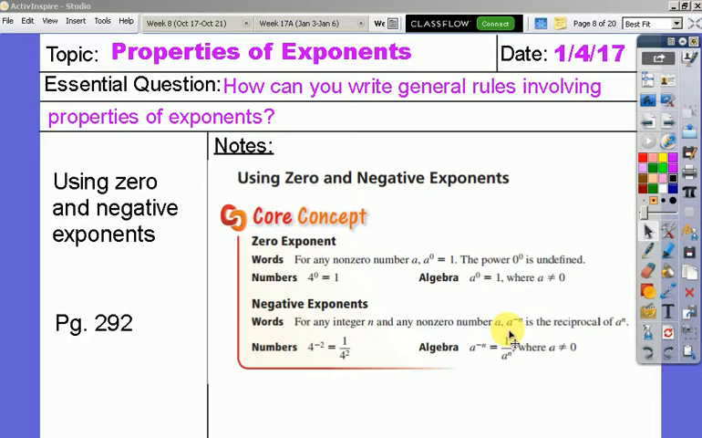The only exception to that rule is when we raise 0 to the power of 0. That's really confusing to a lot of mathematicians. They don't really know what it is. So we just settle with undefined.